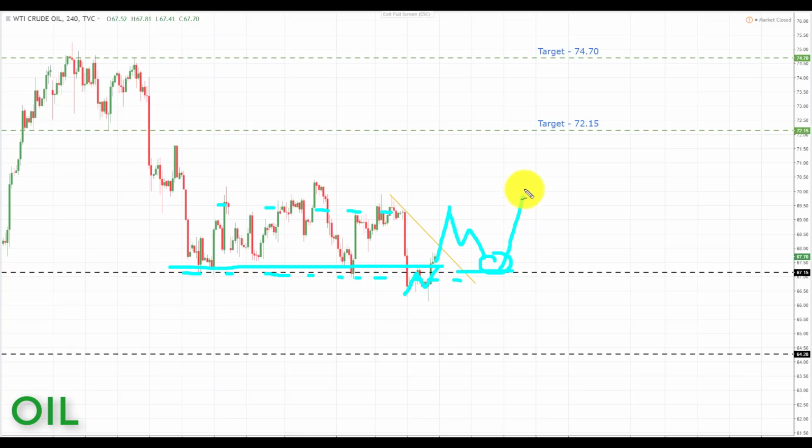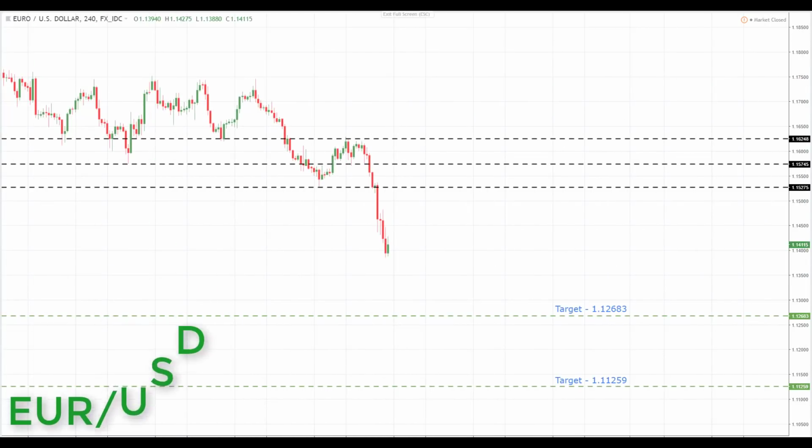And we're going to be looking once again up to the next key area of resistance to the upside, the target set, the 72.15. And if we can get a breakthrough here, although this is the first port of call, we're going to be looking up to the next key area of resistance to the upside and target 2 at the 74.70. So the first pair we're going to look at is Eurodollar.